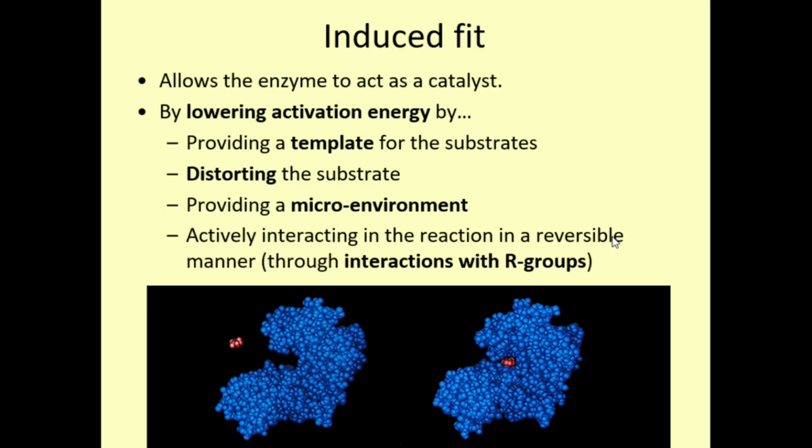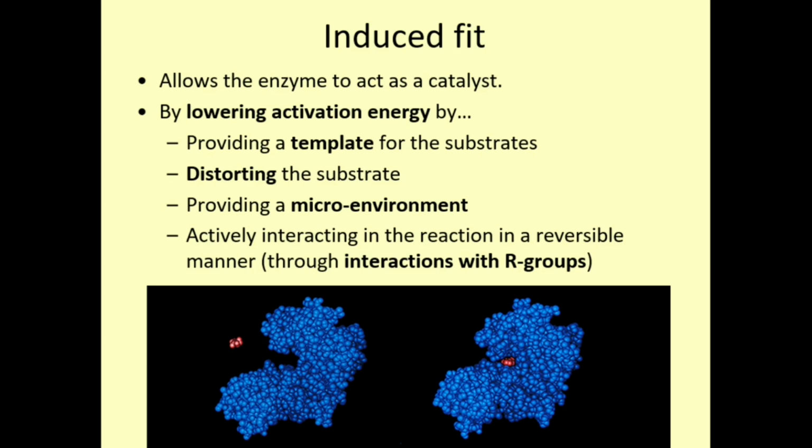The fourth one is that we can get some temporary interactions between the enzyme and the substrate. During the making and breaking of bonds, parts of the chemical reaction can occur using the active site. So we can see here actively interacting in the reaction in a reversible manner. So why is that important? This bit, it has to be in a reversible manner. So why does any interaction between the substrate and the enzyme have to be reversible? Again, I think I can hear you say it.